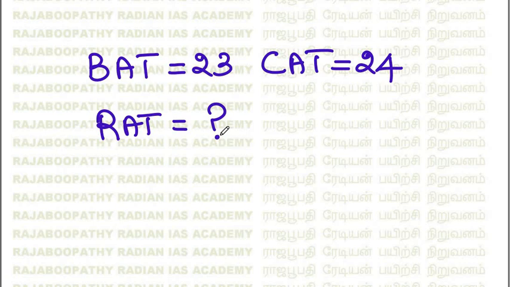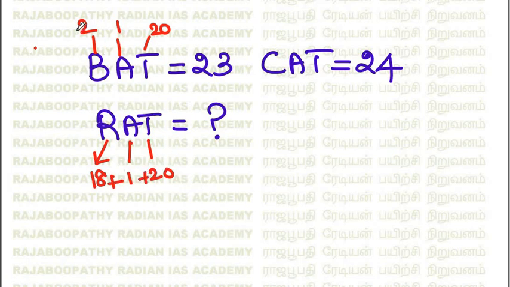Now, what is the value of rat? T means 20, the 20th letter. A is 1, B is 2, therefore 23. T is 20, A is 1, R is 18. Therefore add everything. Here 2 plus 1 plus 20 is 23. Here it is 3 plus 1 plus 20, 24. Therefore the answer is 39.